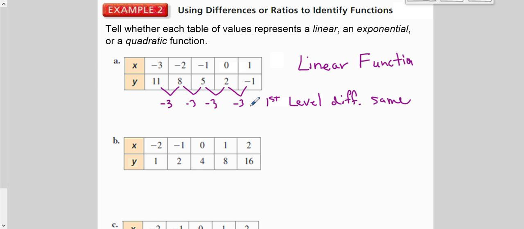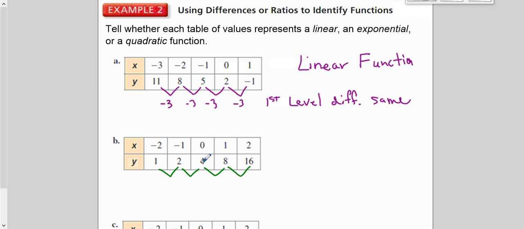Now, if these numbers weren't all the same, we would find the next level differences of these numbers. So we might have to do that on one of the other problems here. Okay, check your x values. Are they increasing or decreasing by the same amount? Yes. Okay, as long as that's true, then we can start to compare these.